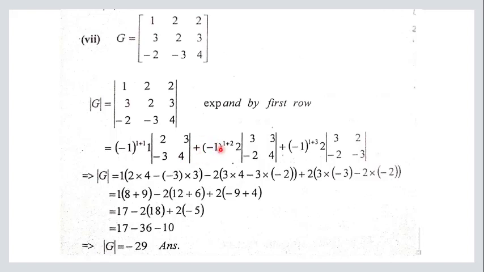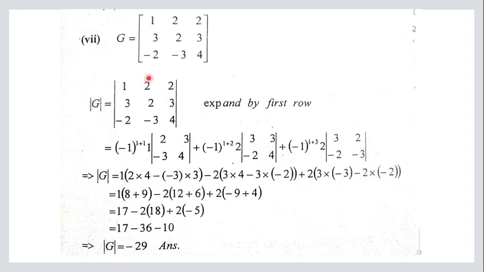minus 1 inside the brackets, and then in the power you will actually write the address of this second element of the first row. The address of this is first row and second column. That means 1 plus 2. So in the power of minus 1 you need to write 1 plus 2 because this 2 is actually in the first row and second column. And then you will write the element itself, which is 2. And then again perpendicular lines.